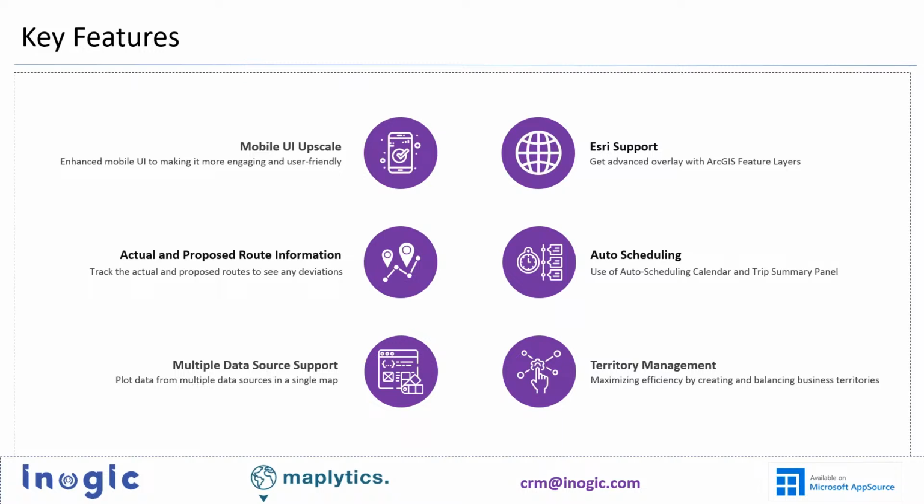After that, we'll be seeing the option of multiple data source plotting. Earlier we had this limitation of having only 3 data sources to be plotted on the map. Now we have removed that limitation. So now you will be able to plot multiple data sources, that is multiple entities, all together on the same map. Next, we'll be going through the S3 support.